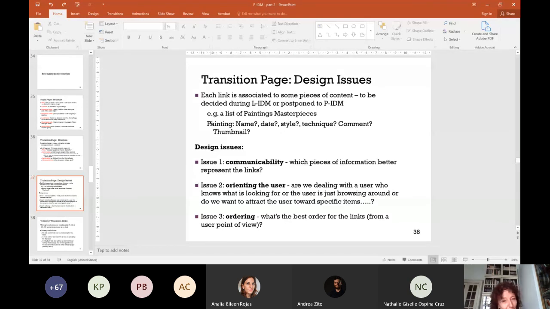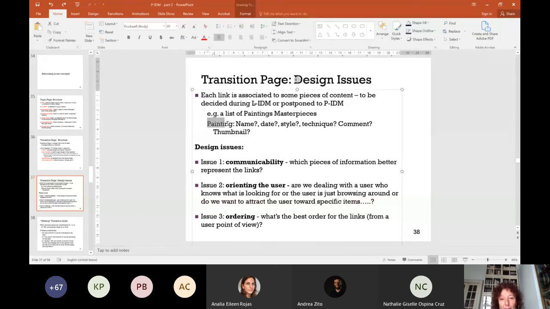Okay, there are some design issues in the transition page, and the design issue we will discuss tomorrow is how do I represent each link. So as for paintings, should I put the name, the date, the style, the technique, the comment, whatever, a thumbnail image? And the way you represent this placeholder depends on a number of design issues. But again, I will go back to these slides tomorrow.